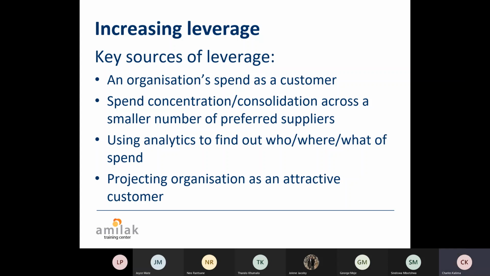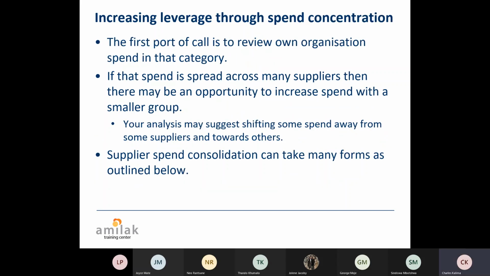optimize the number of suppliers. You have a smaller number of suppliers and then increase your spend with those suppliers. Then you get more leverage, because the more you spend with a supplier, the more power you have to influence during negotiation. Use analytics to find out the who, where, and what of spend. Projecting organizations as attractive customers. The first port of call is to review our organization spend in that category. So we are looking at how we increase leverage through spend concentration.